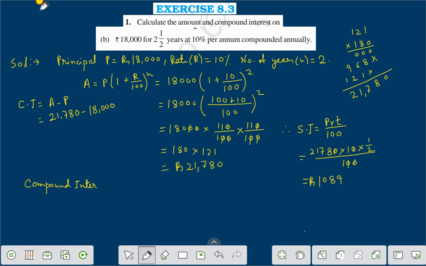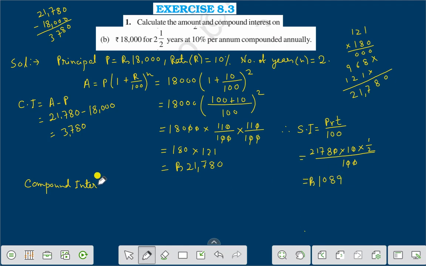We are getting 21,780 minus 18,000, which is 3,780, right? The simple interest we are getting is 1089.